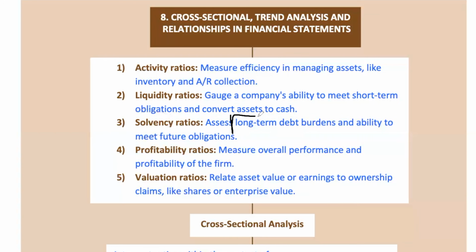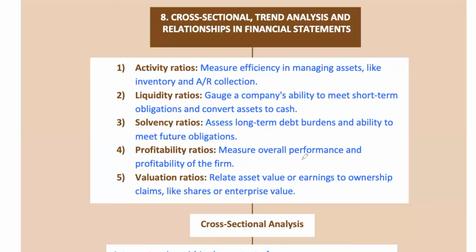These look at the long-term picture and answer the question, can this company meet its long-term obligations? These ratios include leverage and long-term debt ratios, giving us insight into how much debt a company is using to fuel its growth. Our fourth category is profitability ratios.